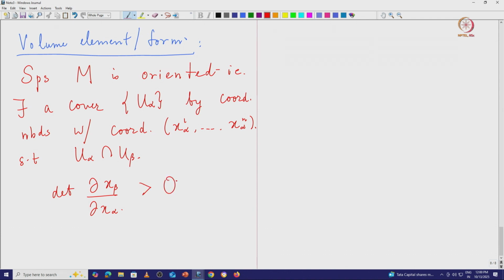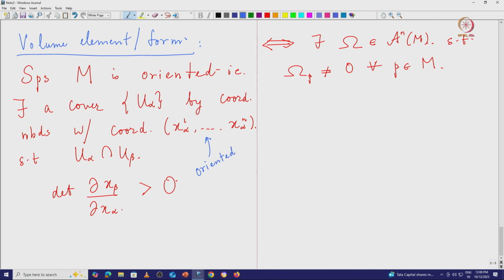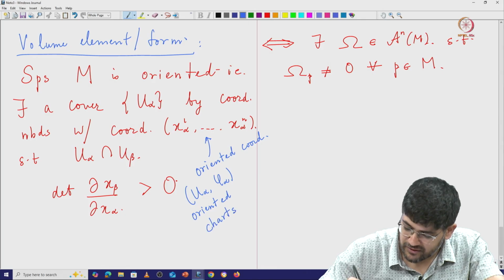Okay. So another equivalent way of formulating this is that there exists a top form, an n form on the manifold which is nowhere vanishing, so that omega_p is never 0 for all p in M. Okay, these are equivalent ways of saying that M is oriented, and then you call these the oriented coordinates, and the corresponding charts (U alpha, phi alpha) as oriented charts.